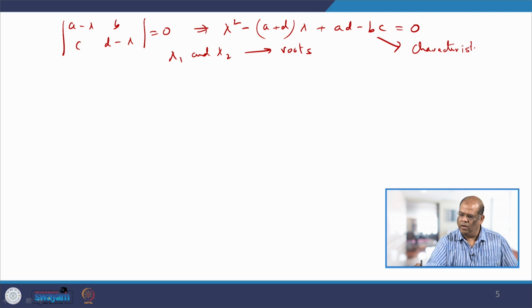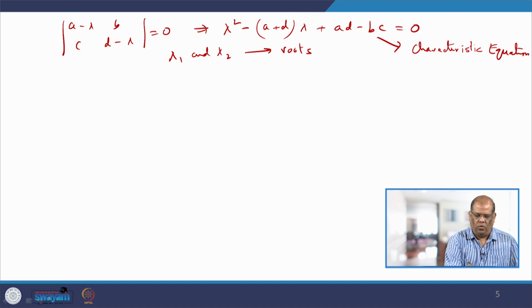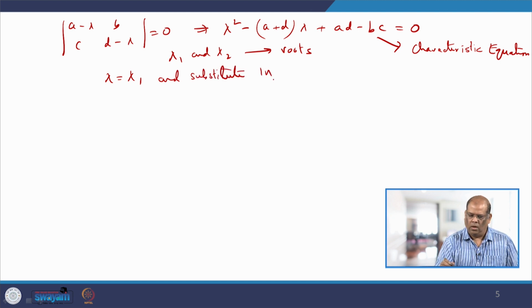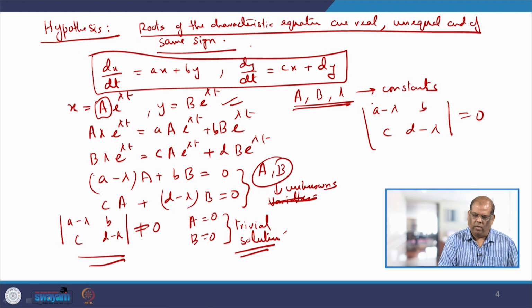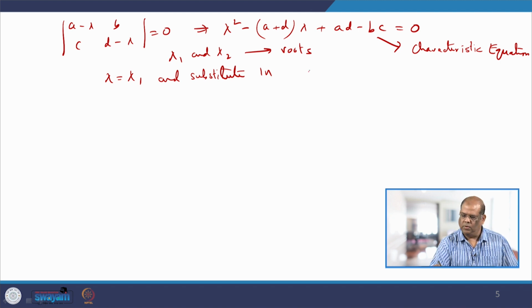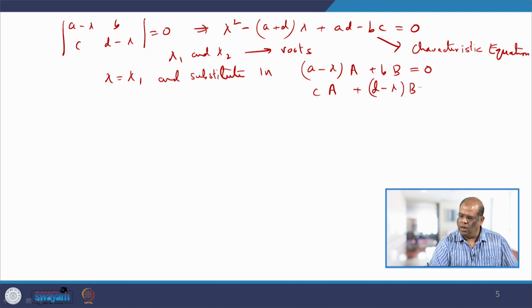characteristic equation. We choose lambda equal to lambda 1 and substitute in this particular equation, let us name it as 1. So, let me rewrite this. We substitute in (a minus lambda) into A plus B into B equal to 0 and C into A plus (d minus lambda) into B equal to 0.